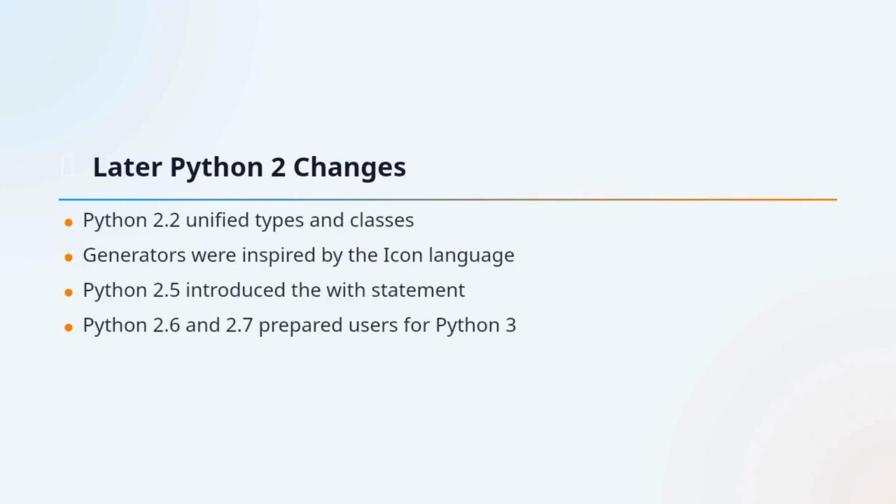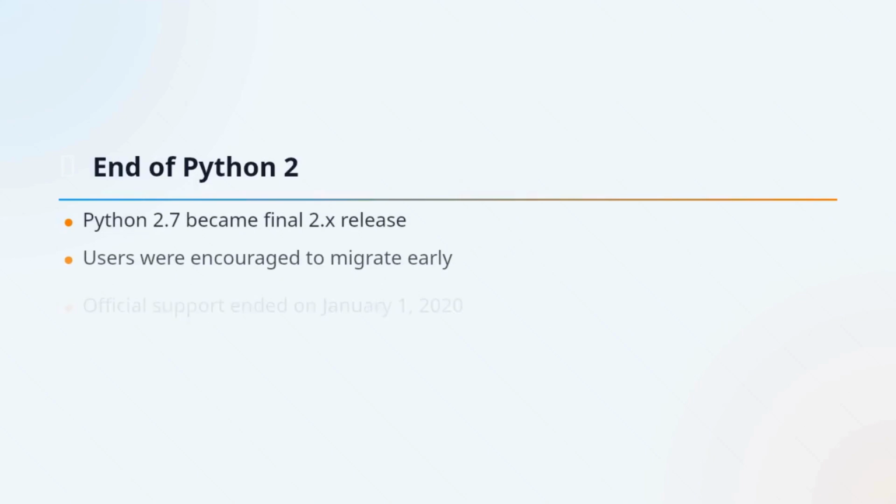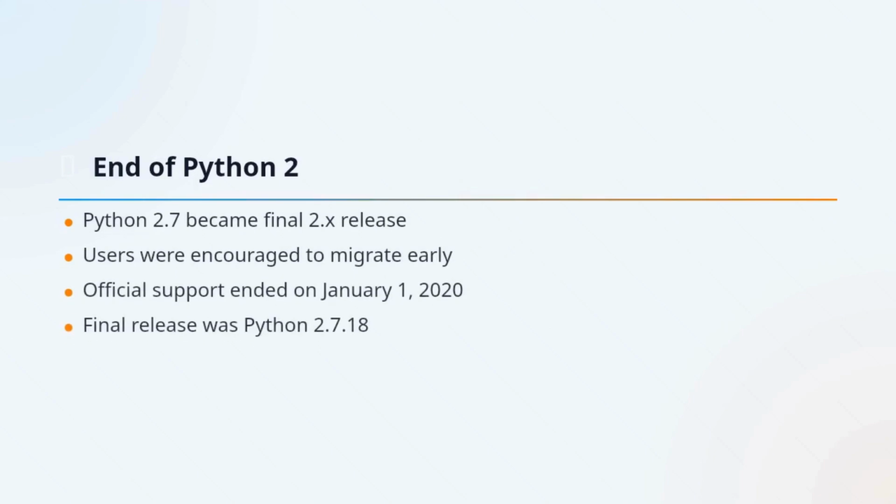Then Python 2.5 added the with statement, making resource handling much cleaner through context managers. Versions 2.6 and 2.7 later helped developers prepare for Python 3 by including forward-looking features and warnings. Eventually, Python 2.7 became the last release in the entire 2.x series.